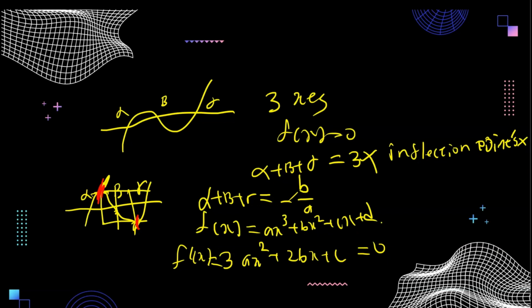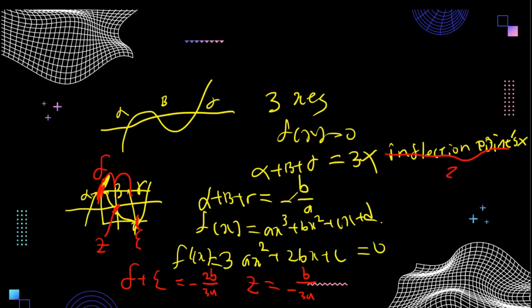Then, let's call these roots delta and epsilon. Then delta plus epsilon is minus 2b over 3a. And the inflection point is the midpoint, so delta plus epsilon is 2 times zeta. So zeta is minus b over 3a. Then we can prove that the inflection point is zeta. So 3 times zeta is minus b over a. And alpha plus beta plus gamma is of course minus b over a. So this is exactly the same. Proved.